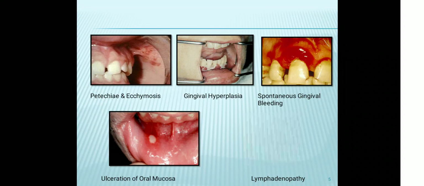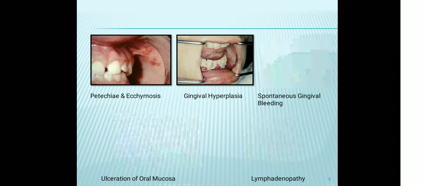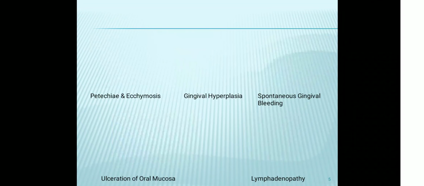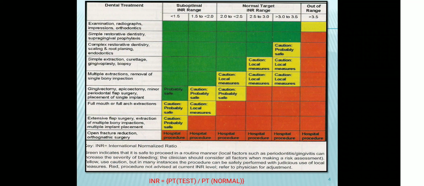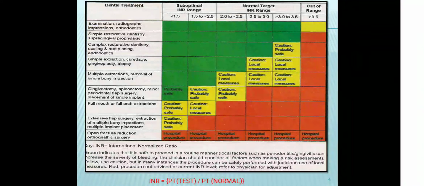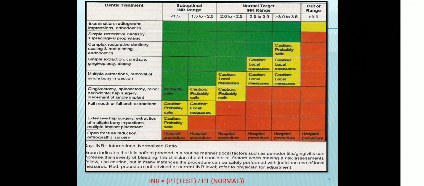Now, the most important test in these disorders is the INR count. The INR means the prothrombin test value divided by the prothrombin normal value. The normal prothrombin value is 11 to 12.5 seconds and the INR value is normally 0.8 to 1.1. But if the value rises above 1.1, this means the patient is suffering from one of these hematological diseases.